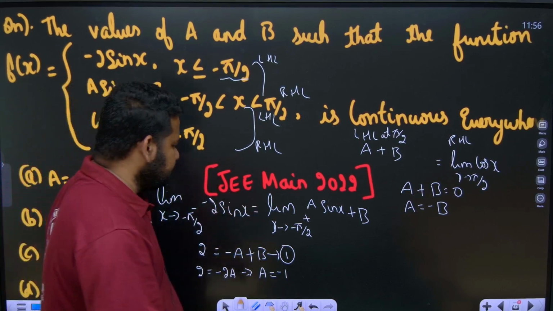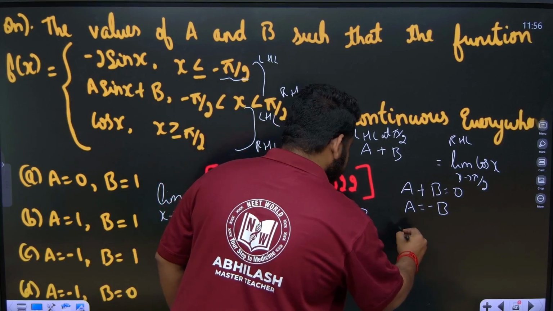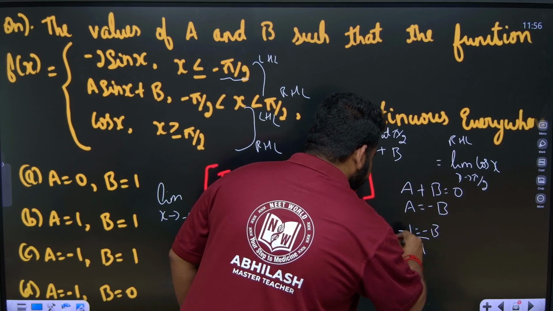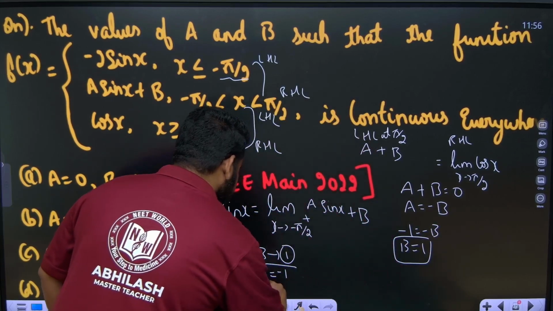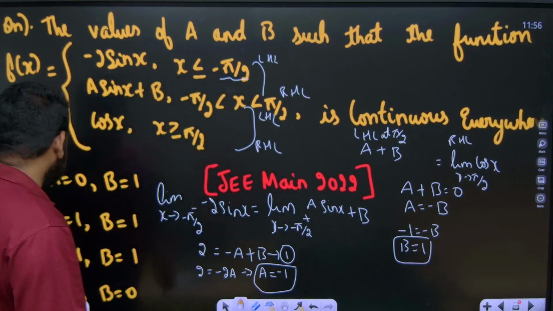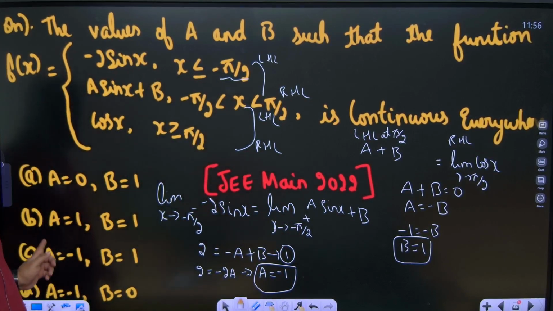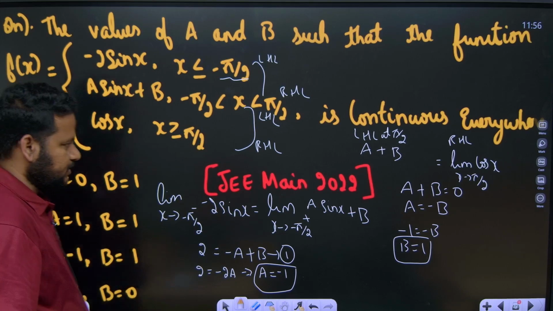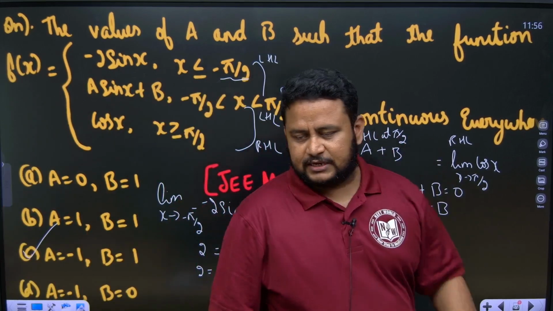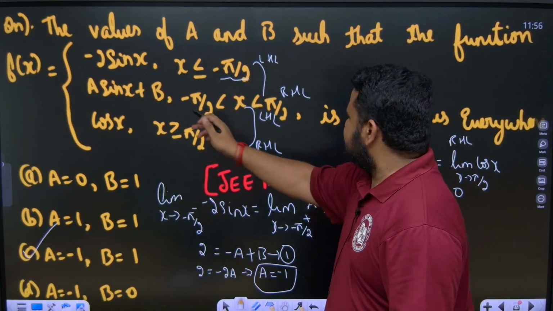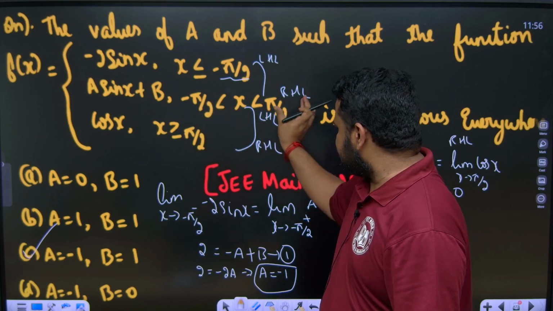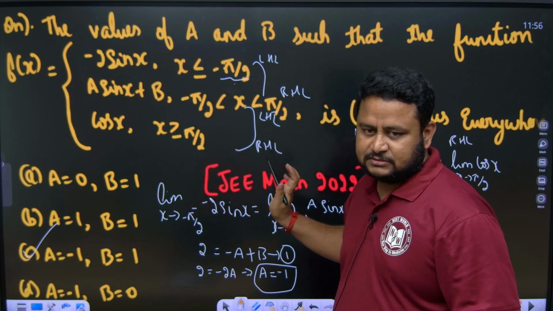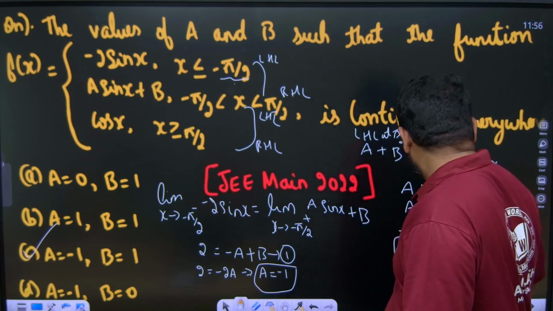But what about b? So a is equal to minus 1 means minus 1 is equal to minus b, so b is equal to 1. So we got b is equal to 1 and a is equal to minus 1. So the answer is option C, that is a is equal to minus 1 and b is equal to 1. Okay, so here you should be careful. While taking LHL, it is at pi by 2. Look at this one and this one. That's it. So next question.